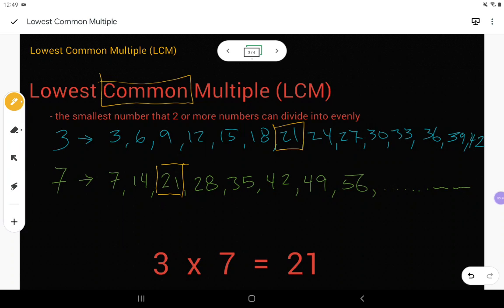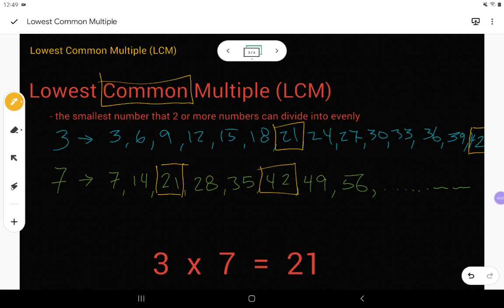I have another common multiple too. I also have the number 42. That shows up in both of my lists as well. So there are lots of different common multiples. If I kept writing all these numbers, I would also find one at 63 and 84 and 105. There's lots of common multiples.